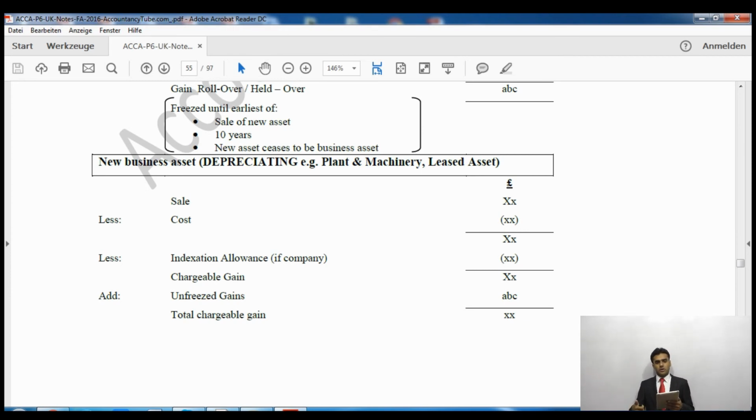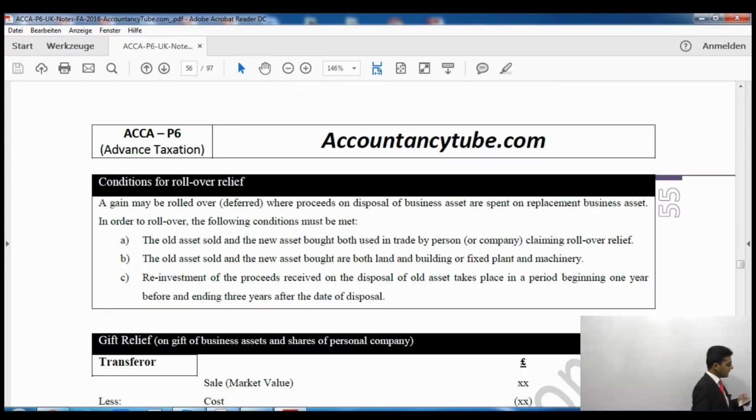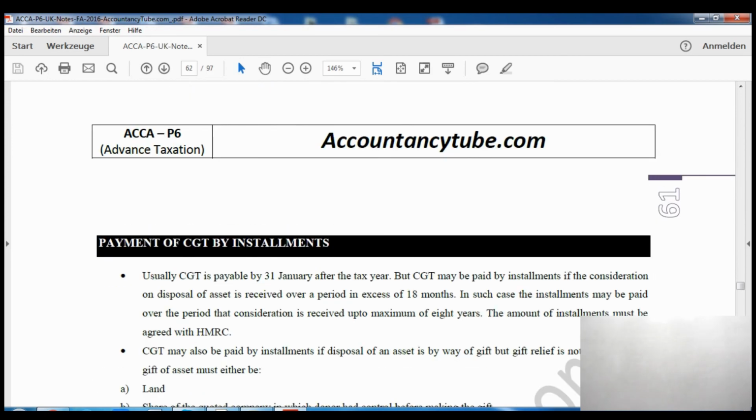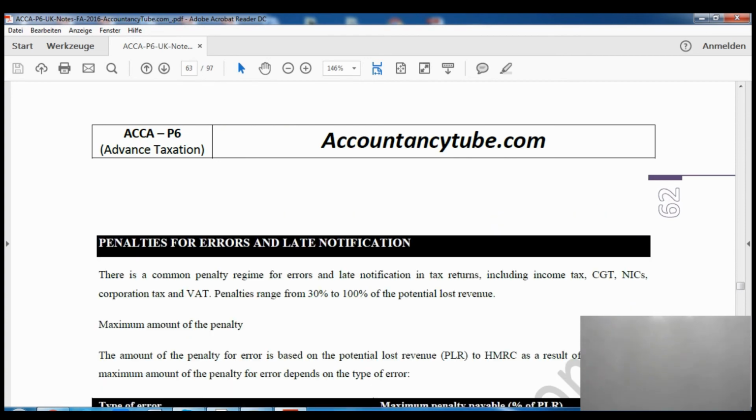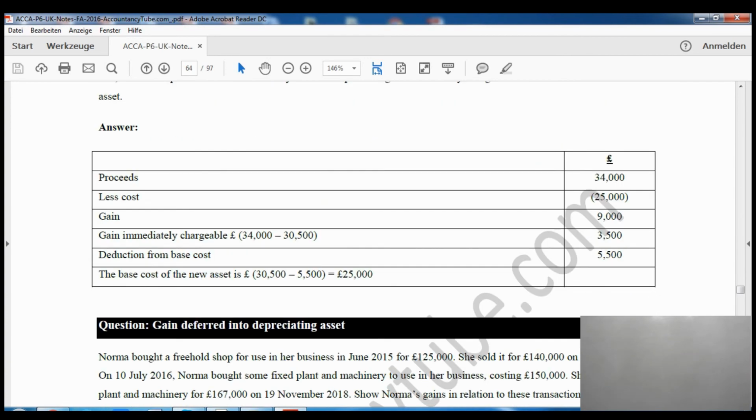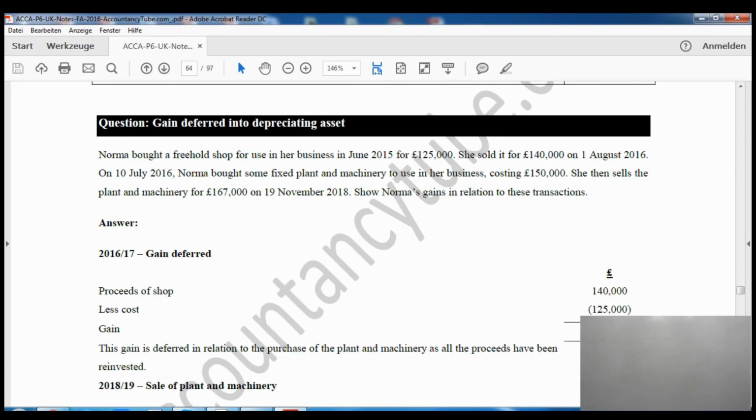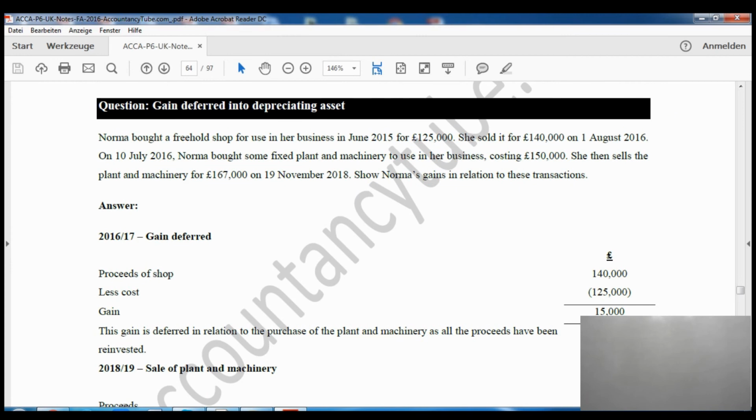Now in the non-depreciating one, we were reducing the cost, whereas in the depreciating one, we are adding in the gain. So it's almost exactly the same thing, but there is a different way to do it. So we'll have to pay capital gains tax on this one as well, if it is a depreciating asset. Now let's do an example on that as well, so that you can understand this better.